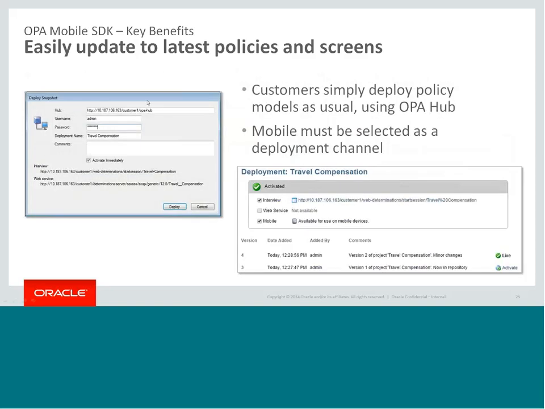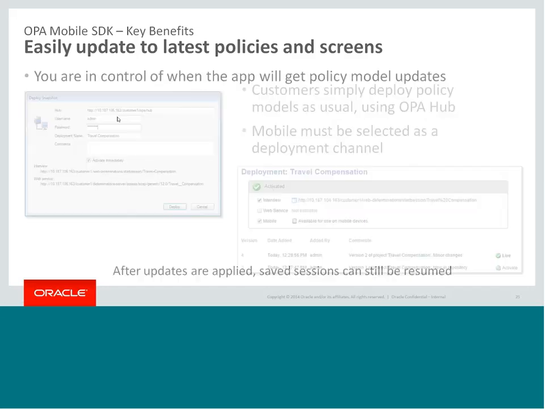And the way that works is through the Oracle Policy Modeling, you simply deploy the latest version of those rules and screens directly to an OPA Hub, and it's all a fully virtual experience up there. As you can see here on the right-hand side, you can choose to deploy those policy models on the mobile channel, and then whenever anyone connects via a mobile device to that hub, they will get them, or have the ability to get them directly from the hub if they're an authorized user who has the mobile role. So that makes it very easy, and as partners building mobile SDK-based solutions, you can control when that synchronization retrieval of that policy model happens.